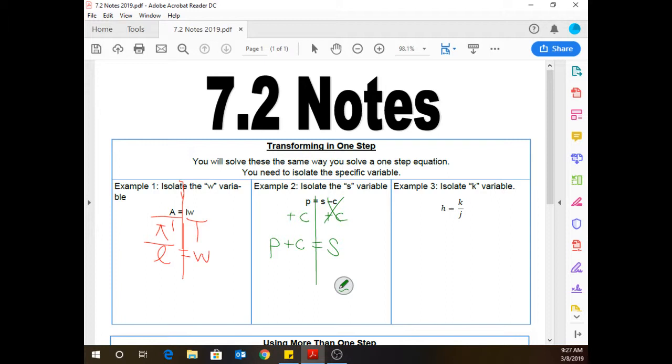All right, let's do the last one. So you want to isolate K. You're trying to get K alone. What's happening with K and J right now? K is divided by J. What's the opposite of divide by J? Multiply. So you're multiplying this side by J, and you got to multiply this side by J. What cancels on the right side? J's. So you're left with K. K is now isolated, and it's the same as J times H, or H times J. It doesn't matter. Any questions on example 1, 2, or 3?